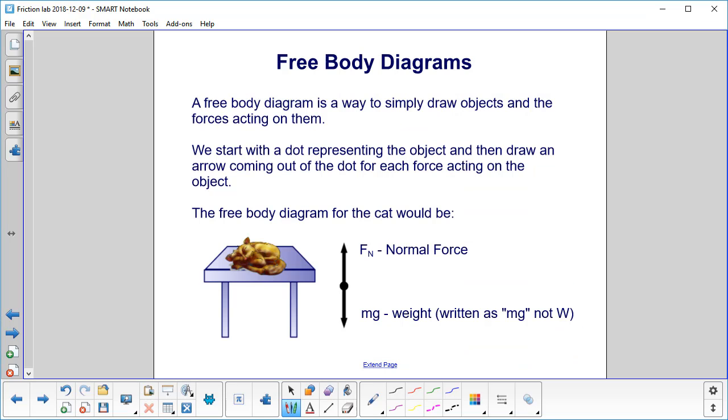Whenever we want to solve problems involving forces, we need to keep track of the forces acting on our object. So here we have a cat, and we want to find all the forces on the cat. The way to do that is with a free body diagram. We'll start with a dot representing the object. We don't have to learn how to draw cats. And then draw arrows coming out of the dot for each force acting on the object. So for the cat here, we have the normal force going up and mg going down. And we're going to write it with mg, not w, because when you do these equations, perhaps we can get m to cancel out with other variables.